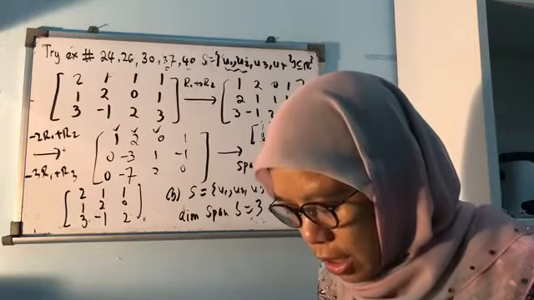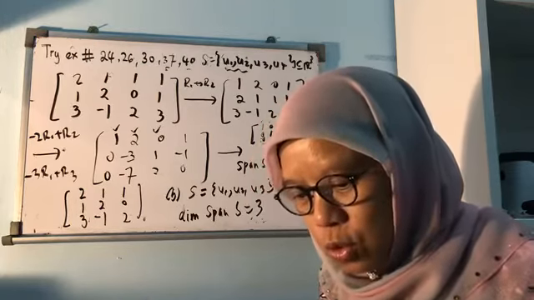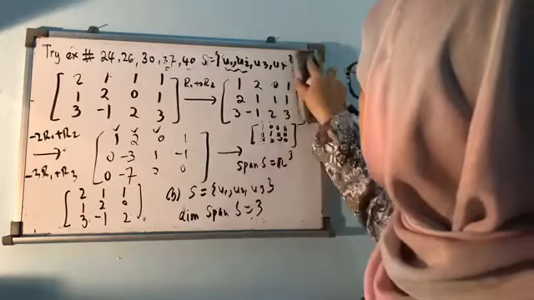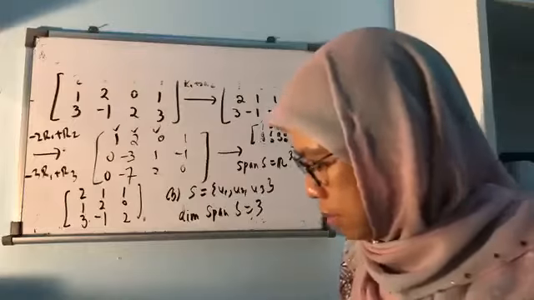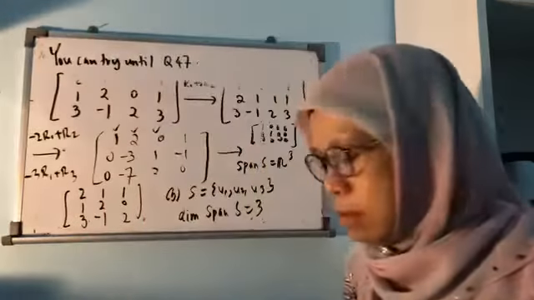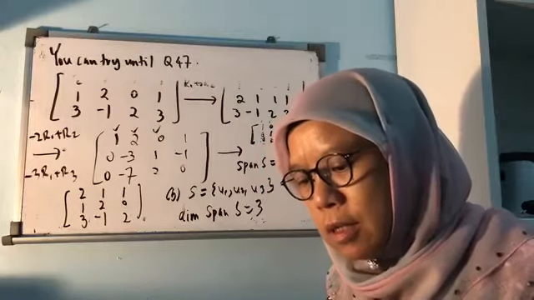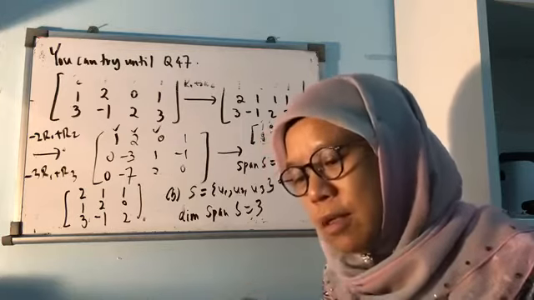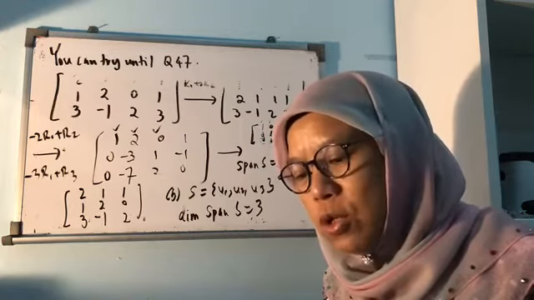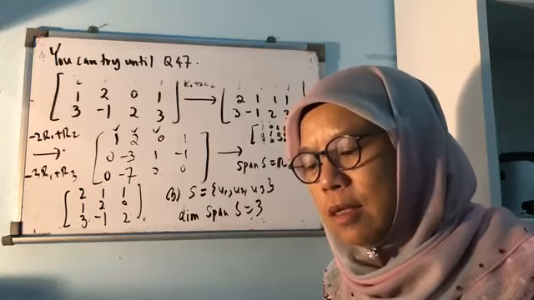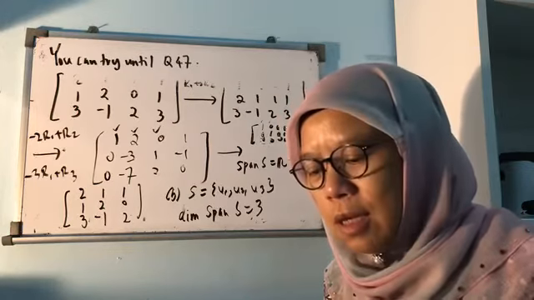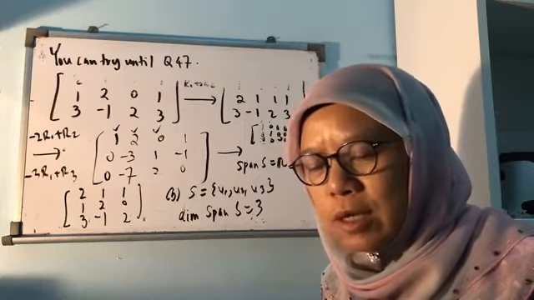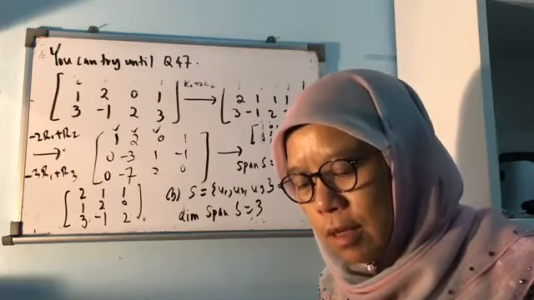Okay, so now you can try and do until 47. You don't have to hand in, but you should discuss in your group. Okay, make sure that you get the same. You do it yourself first, and then you should communicate and discuss in your group and make sure you get the right answer. Alright, until number 47.